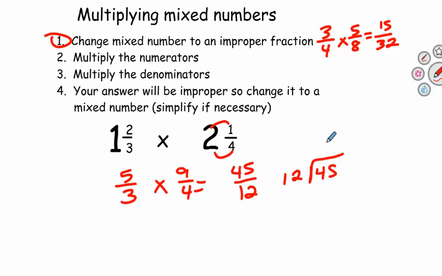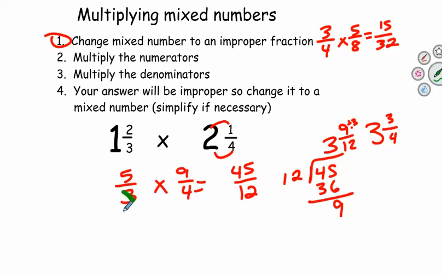So 12 goes into 45 3 times, that's 36. I have 9 left over, bring my remainder on top, keep the same denominator, okay? Then I can simplify both of those, divide them both by 3. My whole number stays the same, and 9 divided by 3 is 3, and 12 divided by 3 is 4, okay?